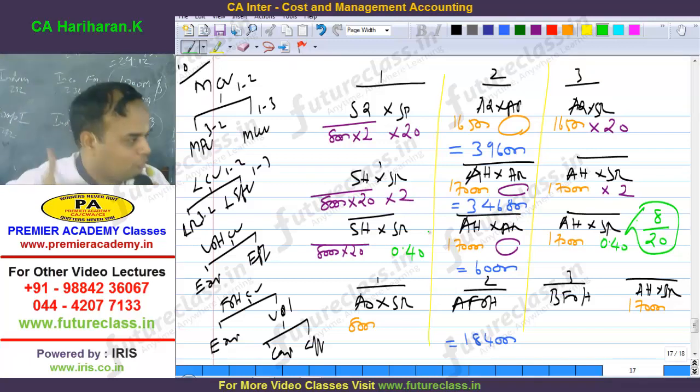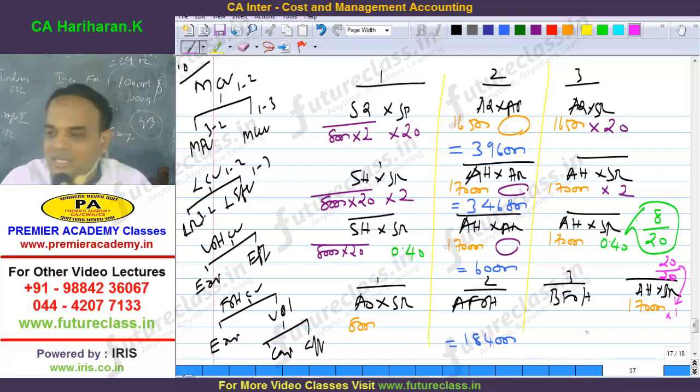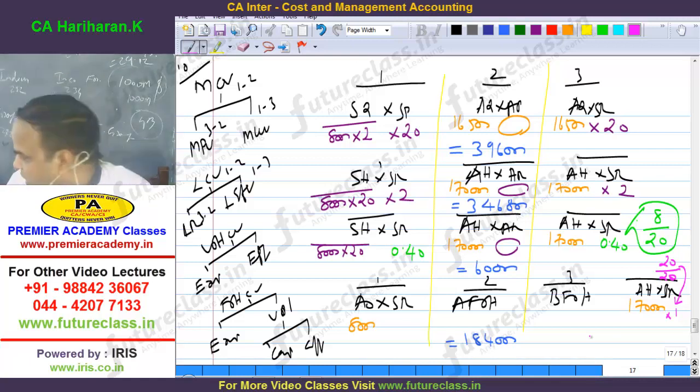Clear? Now, shall we go for fixed overhead? With respect to fixed overhead, you have to compute the standard rate. In the same manner, to produce one product, how much is the fixed cost? 20 rupees of fixed cost. To produce one product, how many hours do you need? 20 hours. Therefore, rate per hour is equal to 1. Easy or not? Clear? To produce one product, you need 20 rupees of fixed cost and 20 hours. Therefore, rate per hour comes to 1.